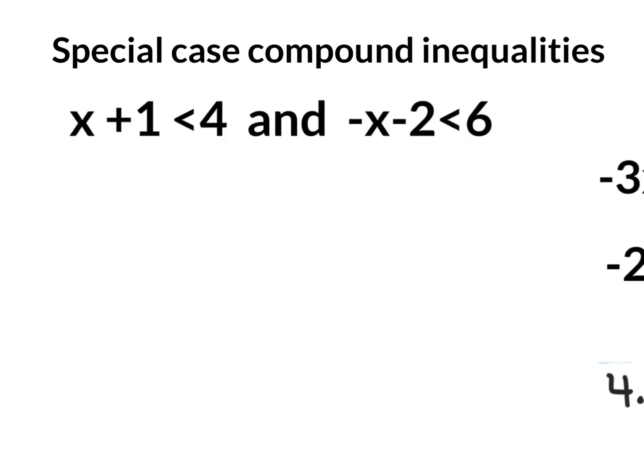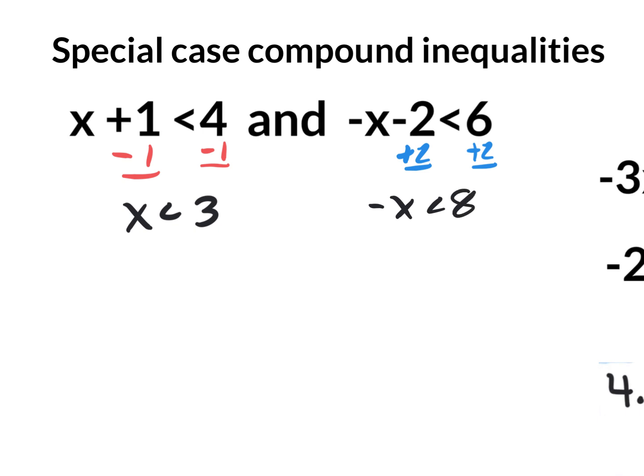Here's the first one. So we have two inequalities separated with the word and. We're going to solve each of them. So on the left one, we subtract one. We're going to end up with x is less than 3. On the right one, we add 2. We're going to have negative x is less than 8. And then for your final step, you're going to divide both sides by -1 or multiply both sides by -1. Either way, you're going to have to flip that inequality symbol. It's going to become a greater than symbol, -8.